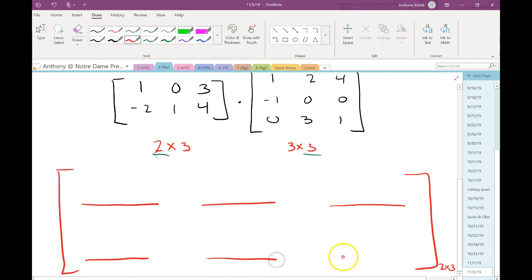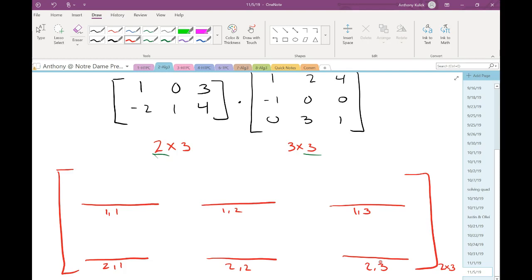So, I'm going to go ahead and write out the form of my answer. So, there's my 2 by 3 matrix. I put a spot for the two rows and the three columns, right? So the first entry we call 1,1, the second entry 1,2, then 1,3, 2,1, 2,2, 2,3, right? How do I get the first entry in this matrix? I multiply the first row to the first column. So I'm going to have 1 times 1 plus 0 times negative 1 plus 3 times 0.